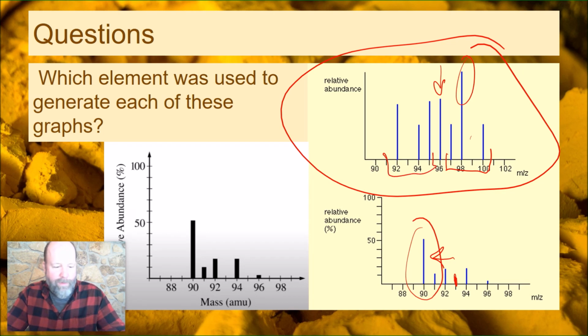And so it's going to be right around 96. And I see that molybdenum, if you look at your periodic table, molybdenum is 95.95, and that is right about 96, so we'll call this one molybdenum.